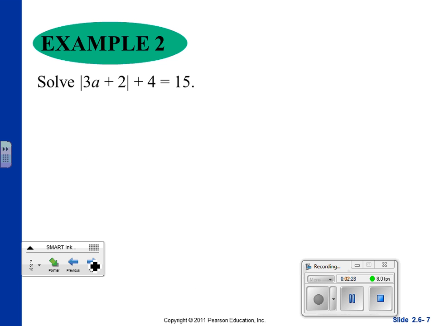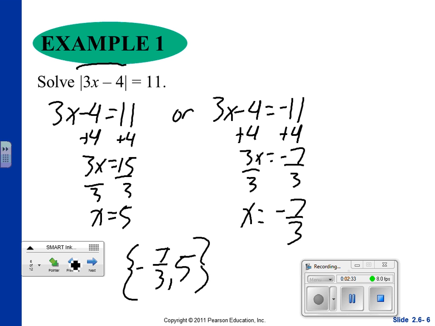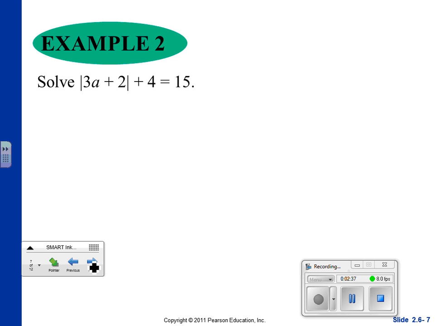Example 2 is a case where we have something that's not just absolute value. Notice over here, we had absolute value equals a number. That's why we can separate it out. But we can't say this is exactly 15 units from 0, because we have a plus 4 on the outside there that's kind of thrown it out of whack. So we need to get that one moved over first. And then we can see that that expression is actually 11 units from 0, not 15.